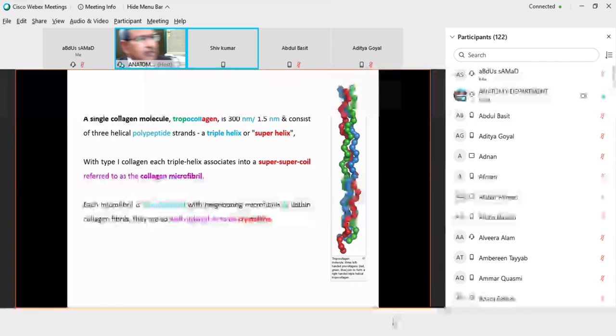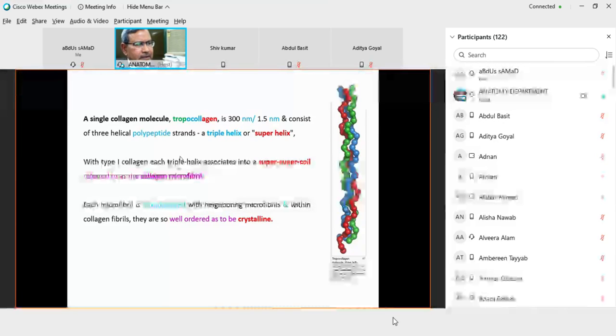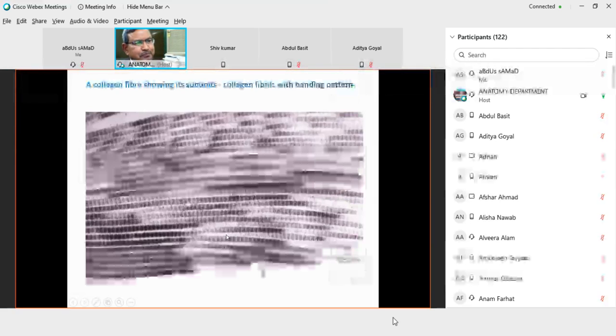So a single collagen molecule is a right-handed triple helix, and its size is about 300 nanometer and the diameter is 1.5 nanometer. It is arranged in such a way that, because of the very symmetrical arrangement, it gives a crystalline character. We will come to that.